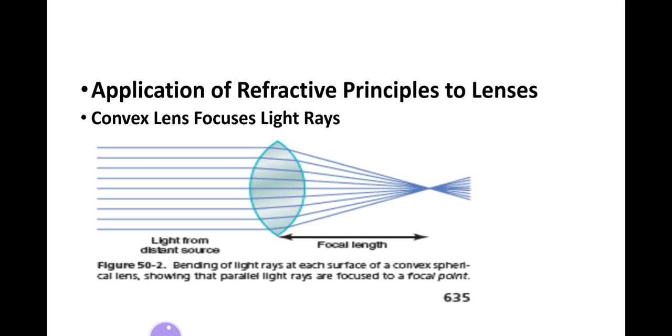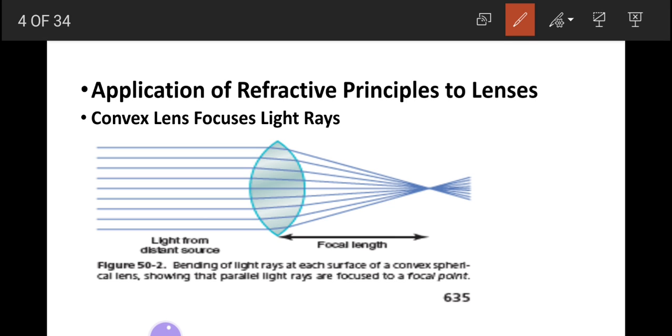First of all, this slide is showing you the convex lens. It converges the light on one point here, right? Showing that parallel rays are focused onto a point that is known as the focal point.